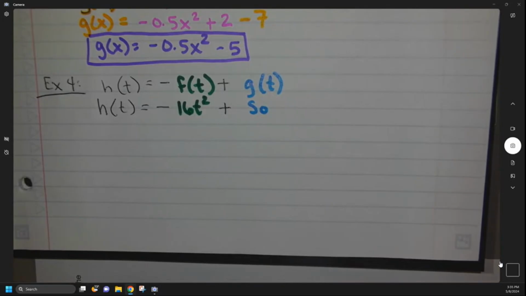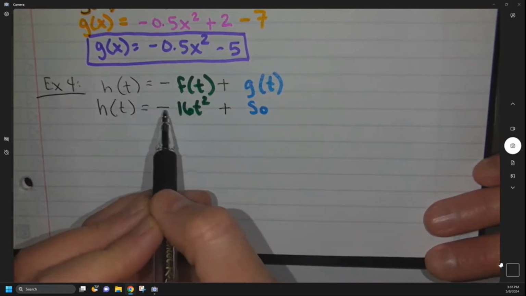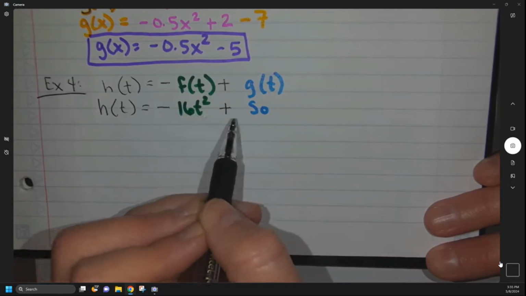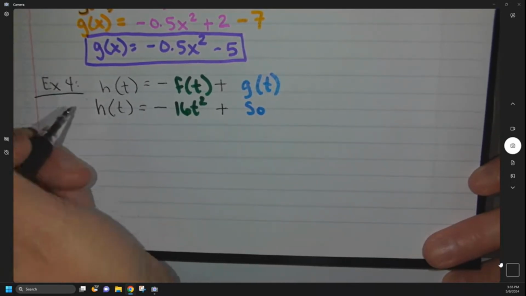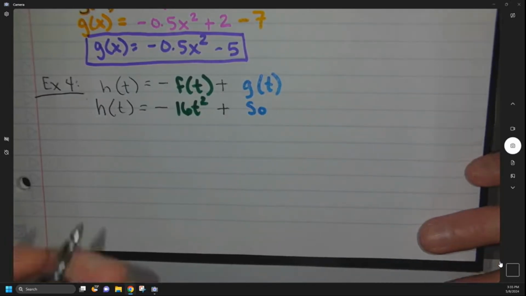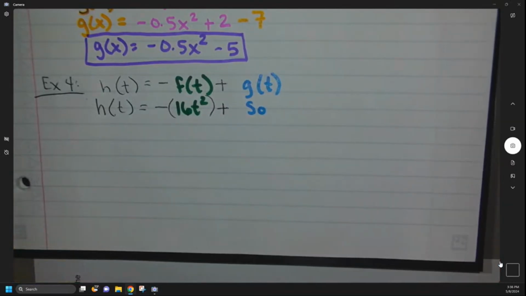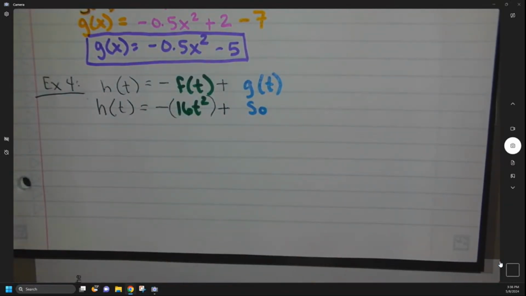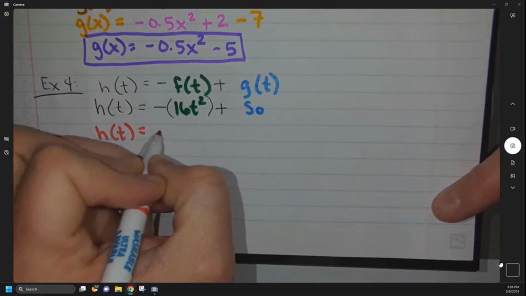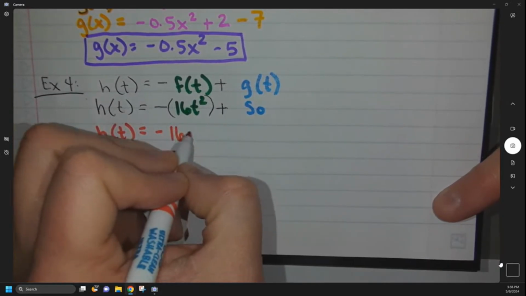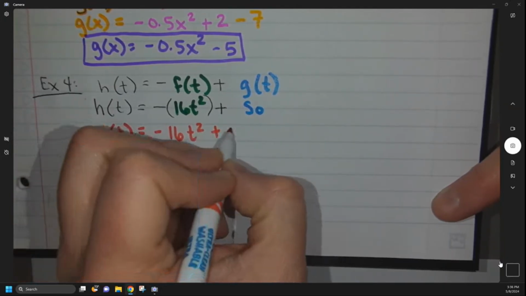All right, so what we're going to do is simplify this. So we have h of t equals the opposite, or negative, 16t squared, plus s sub 0. So that's that first part that they wanted for us. Because this whole thing right here is in parentheses, because it's the whole function, it's like I square these things, the t's, and then I make the whole answer opposite. Okay, so h of t is negative 16t squared plus s sub 0.